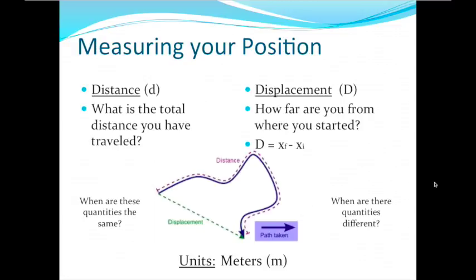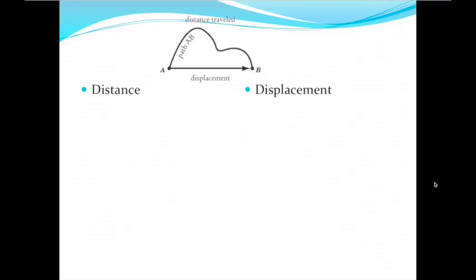All right, so let's talk about distance and displacement. Once again, we have our wonderful little picture up there. Distance is what we call a scalar quantity, meaning it's just a number or its magnitude. It tells us how big something is. It doesn't tell us anything else.